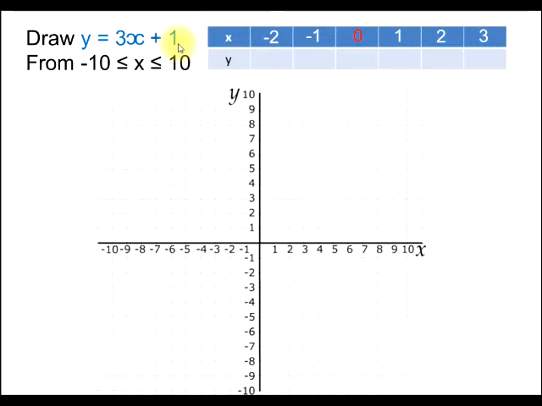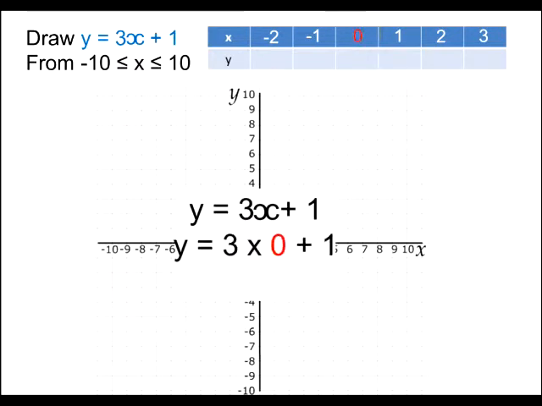So if we're using x to be 0, I'm going to start there because it's the easiest one to start with. It's 3 times the 0 plus 1. 0 plus 1 is 1. So that goes in there. So if the x coordinate is 0, the y coordinate is 1. It's like the same as writing a coordinate 0, 1.